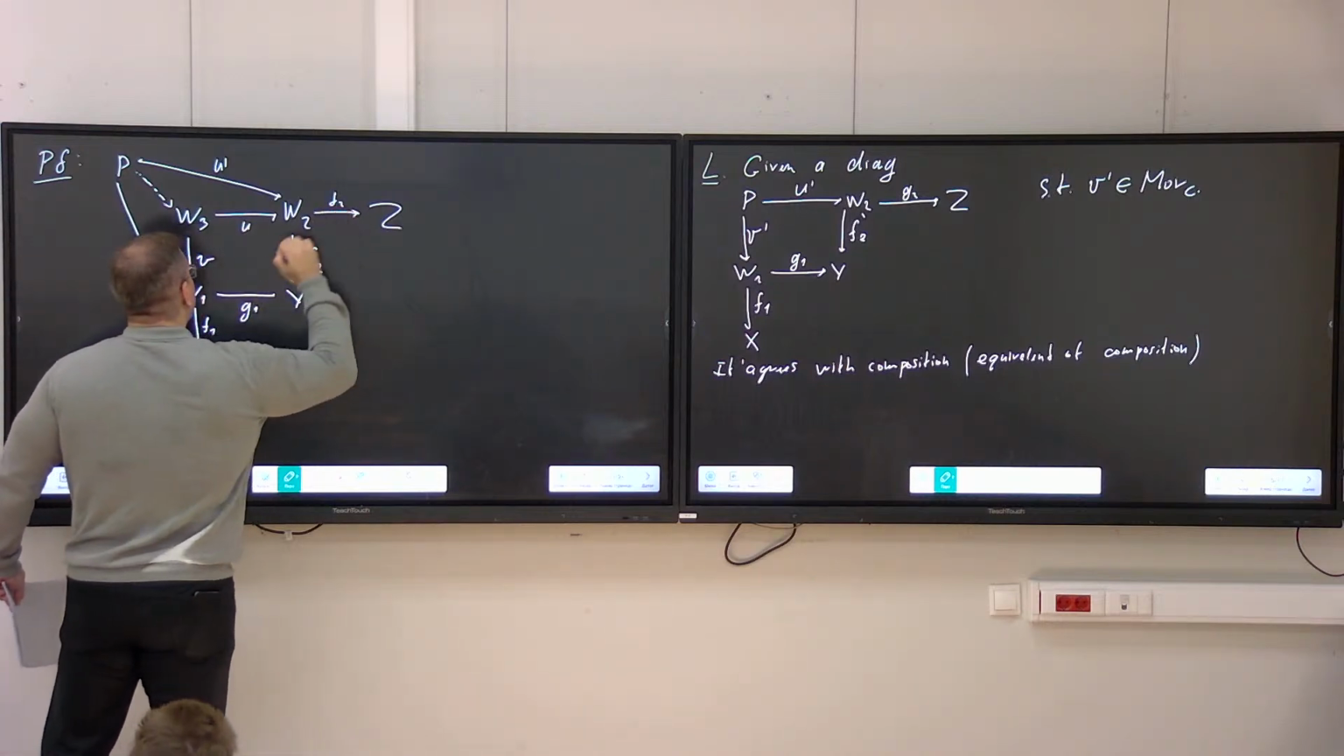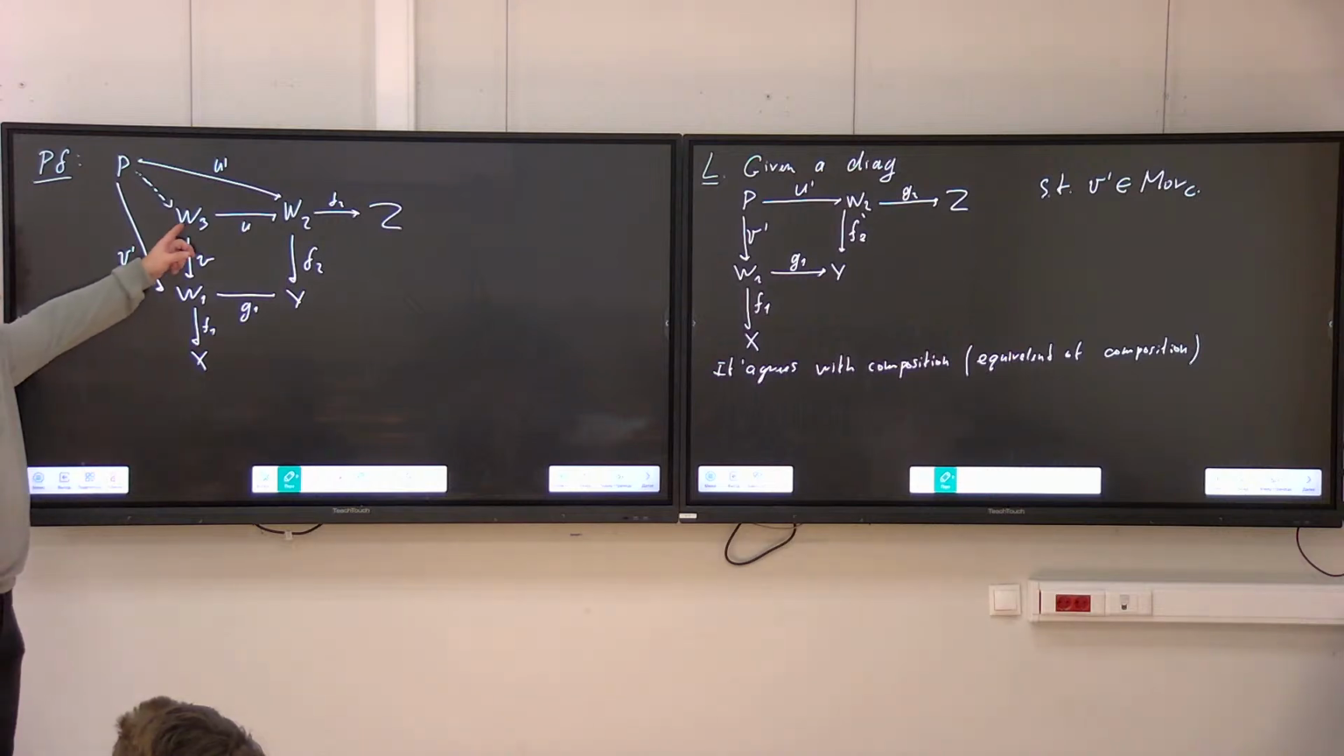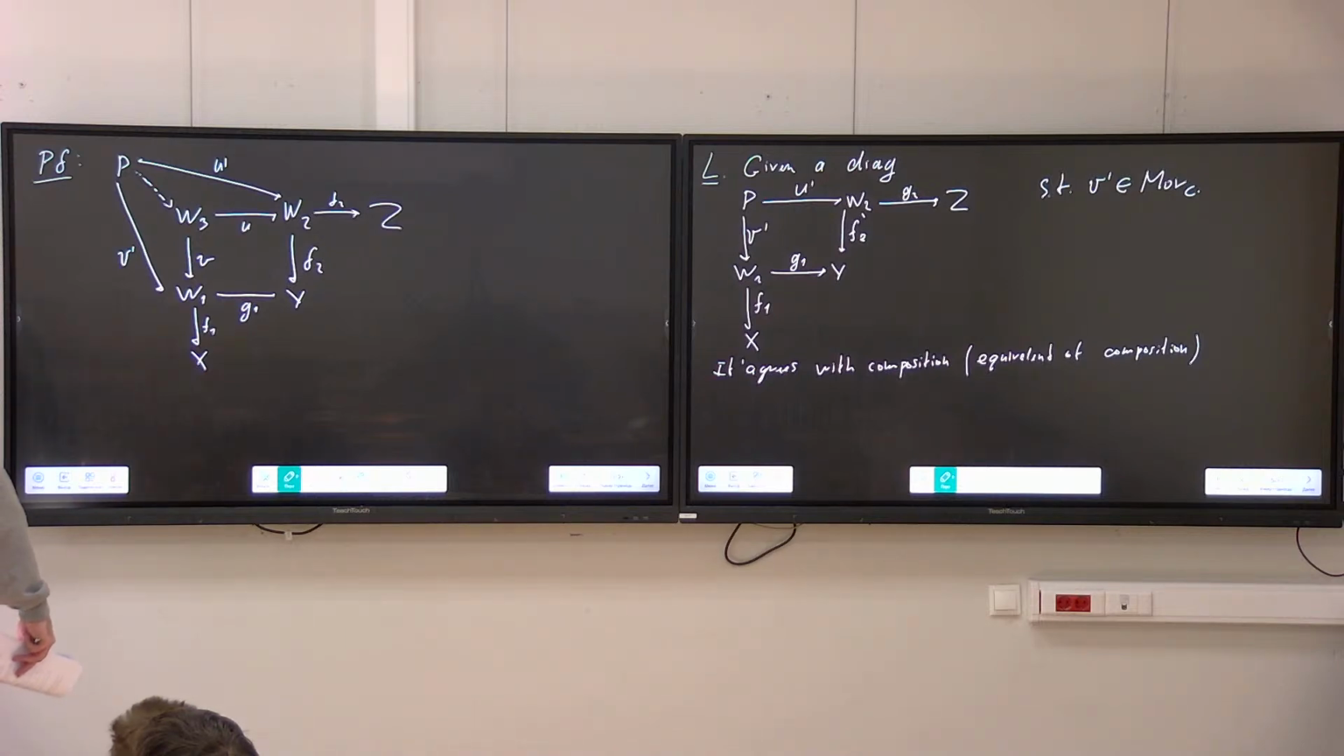F1, F2. But now, this is by definition of pullback, but you also need it to be homotopy. And what do we say about V prime and U prime? They are here. And this is not by definition of a pullback, but by the property of homotopy pullback. Last time I proved that if you have a homotopy pullback, there is a map like this. It's not unique, but there is a map. So that was the downside of the homotopy pullback.